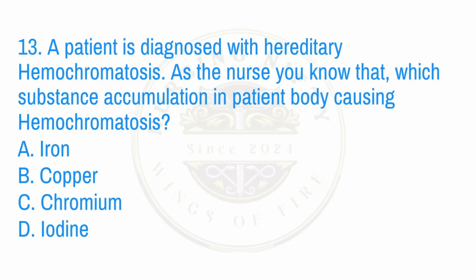Iron. In hemochromatosis, patients have iron overload. Iron can accumulate in organs such as the skin, liver, pancreas and heart, leading to health problems. Hereditary hemochromatosis is caused by a mutation in certain genes.